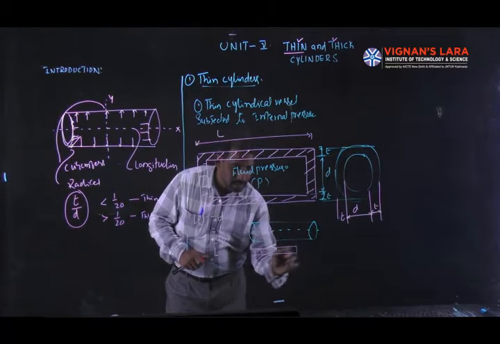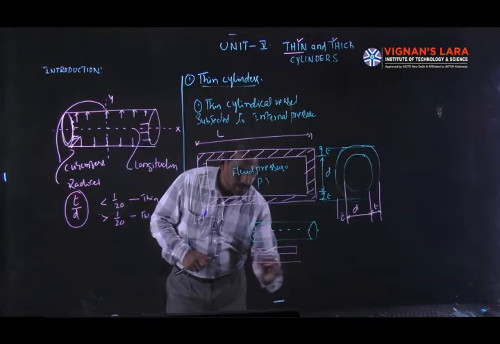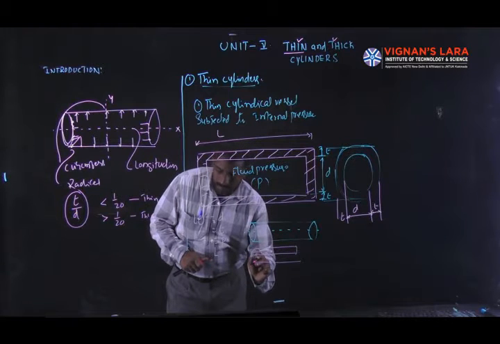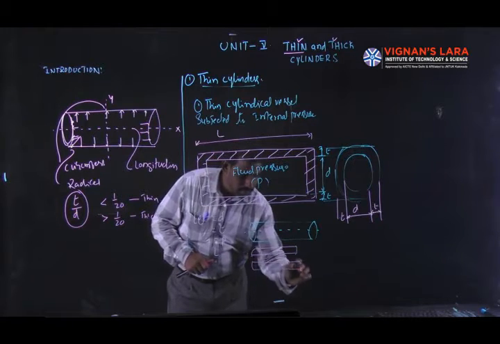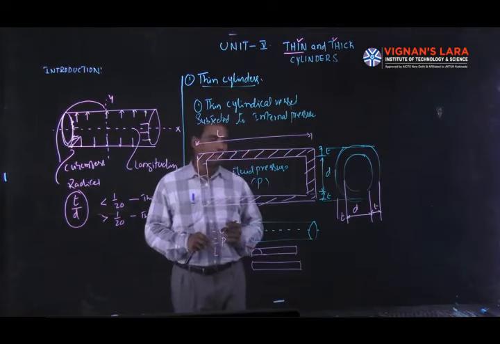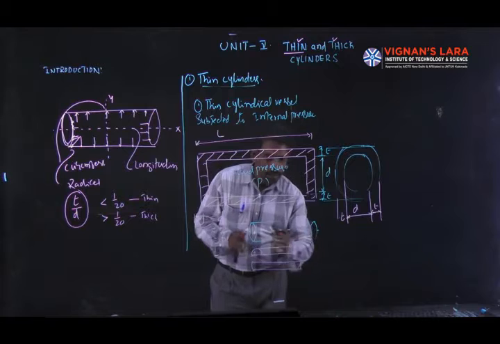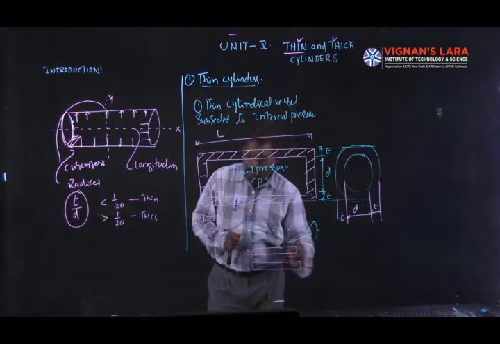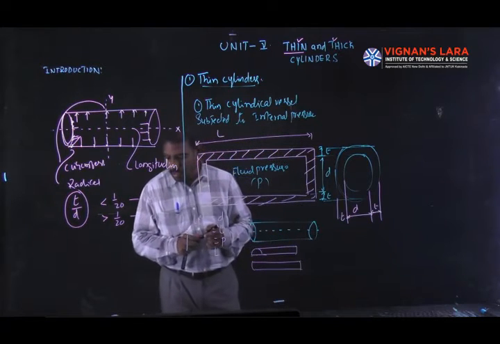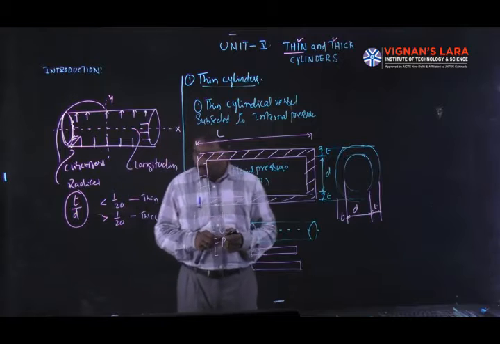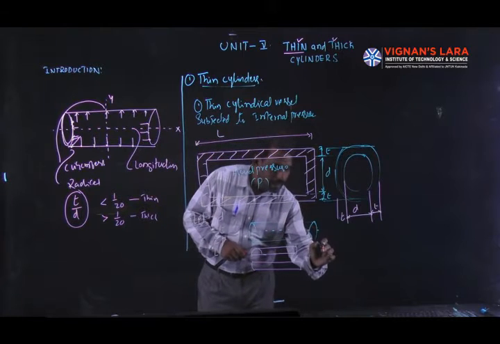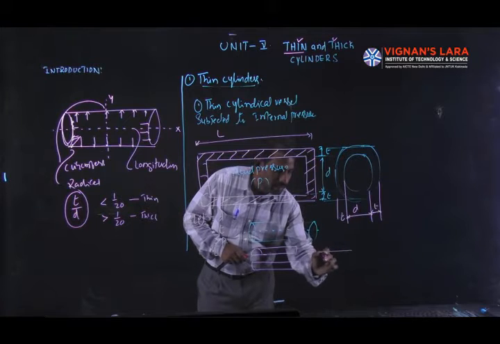There is a chance to fail in such a way that this is one possibility. The same cylinder may fail perpendicular to the length, that is called longitudinally. So the next one is simply that there is a chance to fail. This is a cylinder, am I right?